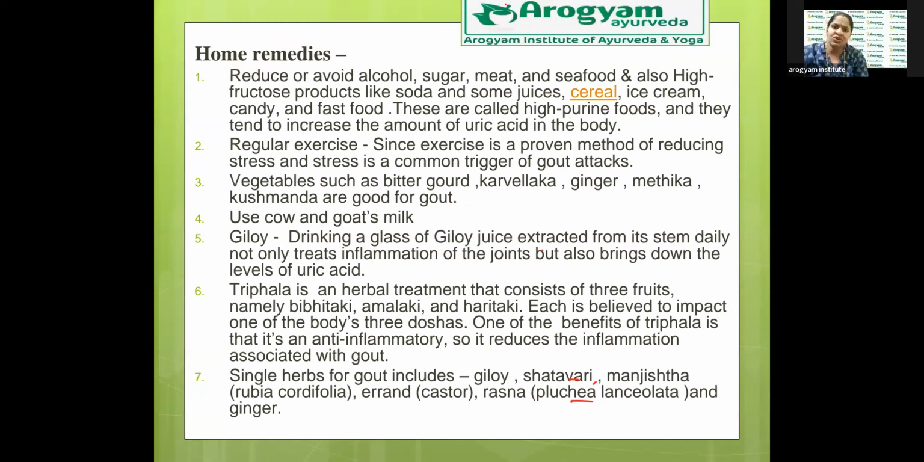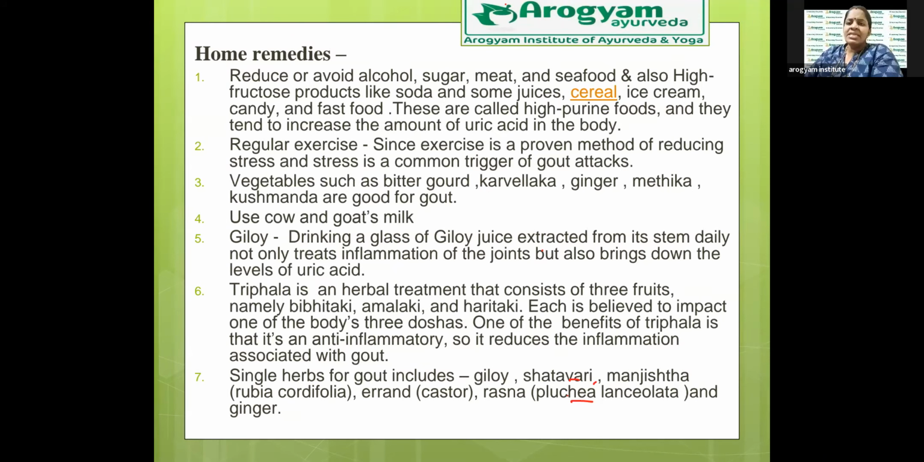Then for this, natural remedies: reduce or avoid alcohol, sugar, meat and seafood, and also high fructose products like soda and some juices, cereals, ice creams, candies and fast food. These are called high purine foods. Remember these names, so try to avoid these, and they tend to increase the amount of uric acid in the body. Regular exercise is very important here.